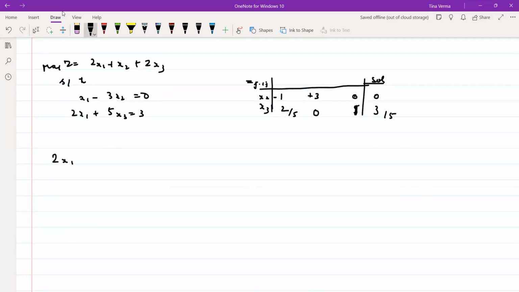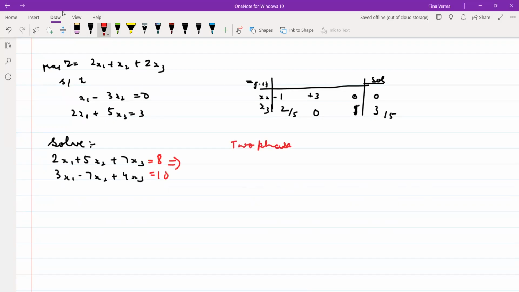And even if the question is given to you, like 2x1 plus 5x2 plus 7x3, 3x1 minus 7x2 plus 4x3, and you have to solve this, but the objective function is not given to you, then you can assume an auxiliary objective function and start with the two-phase method or BigM method. If you are applying the BigM method, the objective function will have minus M times the artificial variables. And if you are doing phase 1, you need to have only your artificial variables in the objective, and in that way you can proceed. Okay, thank you.